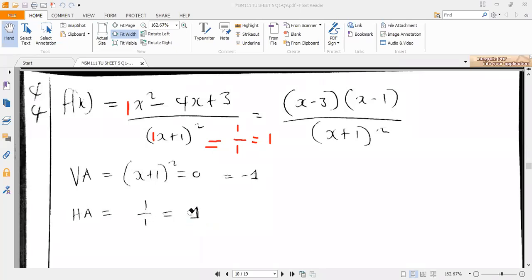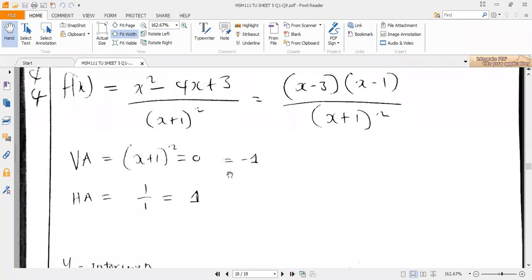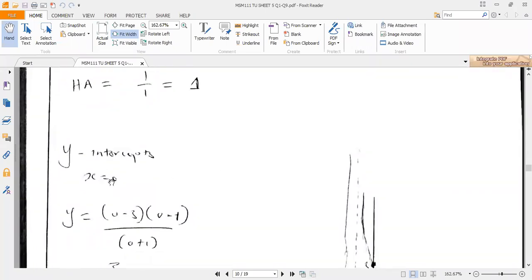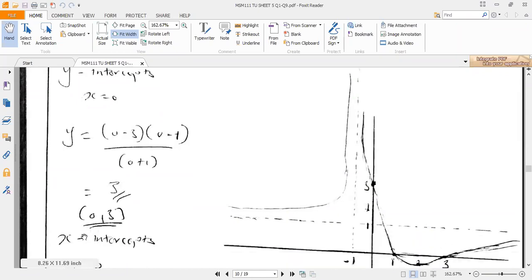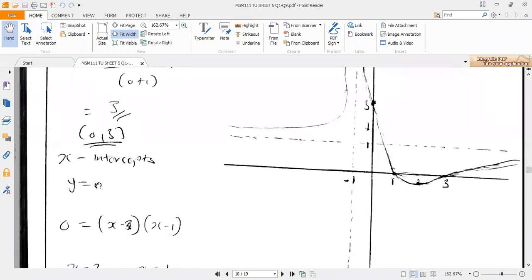Now, we find our x and y intercepts. How do we find those? For the y-intercept, we set x equals 0. So when x is equal to 0, we plug 0 into this function. We find that our y-intercept is (0 minus 3)(0 minus 1) on top, and 0 plus 1 squared below. Negative 1 times negative 3 is simply positive 3, and 3 divided by 1 is 3, so our y-intercept takes place at (0, 3). Now, our x-intercept of this function is when y equals 0.